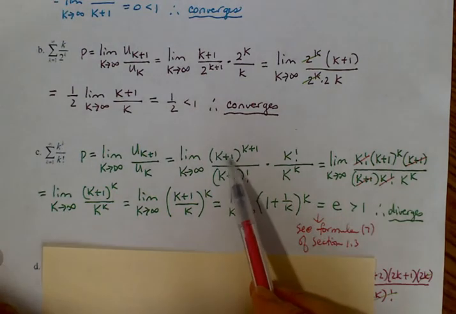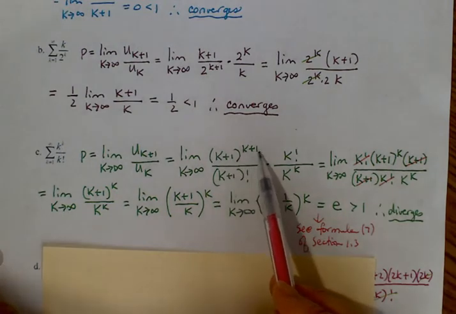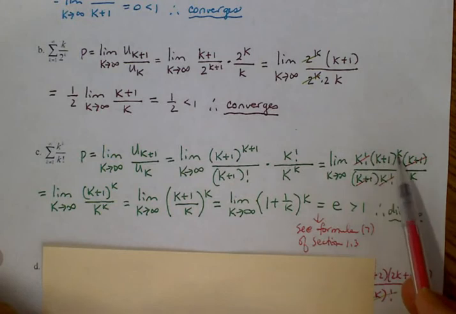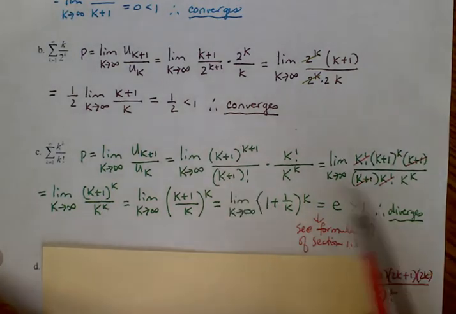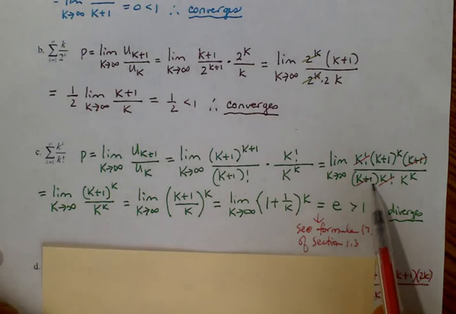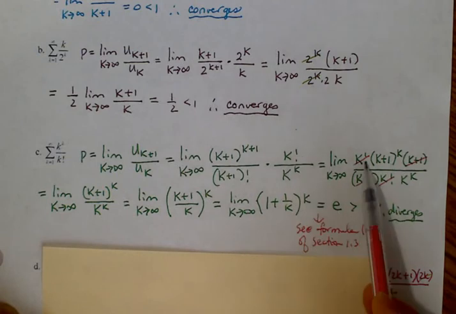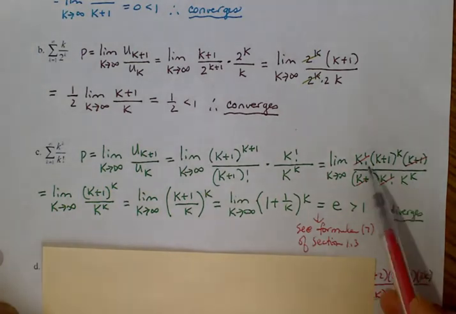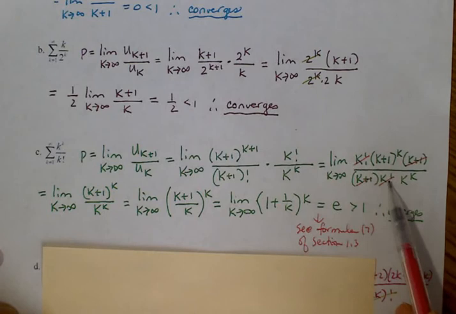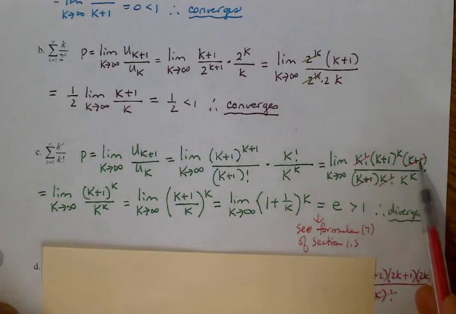So this (k plus 1) to the k plus 1 is the same thing as (k plus 1) to the k times (k plus 1). This (k plus 1) factorial can be written as (k plus 1) times k factorial, and then this k factorial will just stay as it is, and the k to the k will be just written as k to the k. Okay, lots of k's in this problem. All right, so then k factorial cancels out, (k plus 1) cancels out with (k plus 1), so then you're left with (k plus 1) to the k over k to the k.